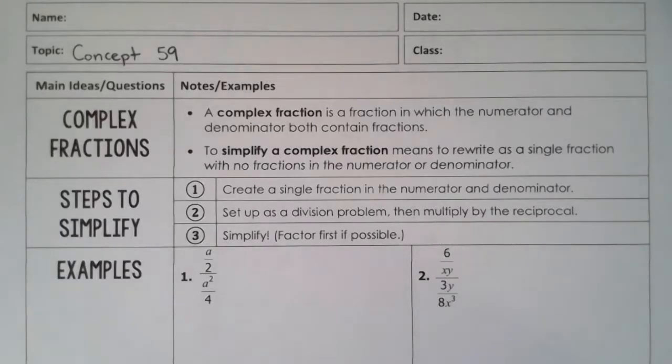So, steps to simplify. The first thing we're going to do is create a single fraction in the numerator and denominator. 2. Set up as a division problem, then multiply by the reciprocal. 3. Simplify, factor first if possible.